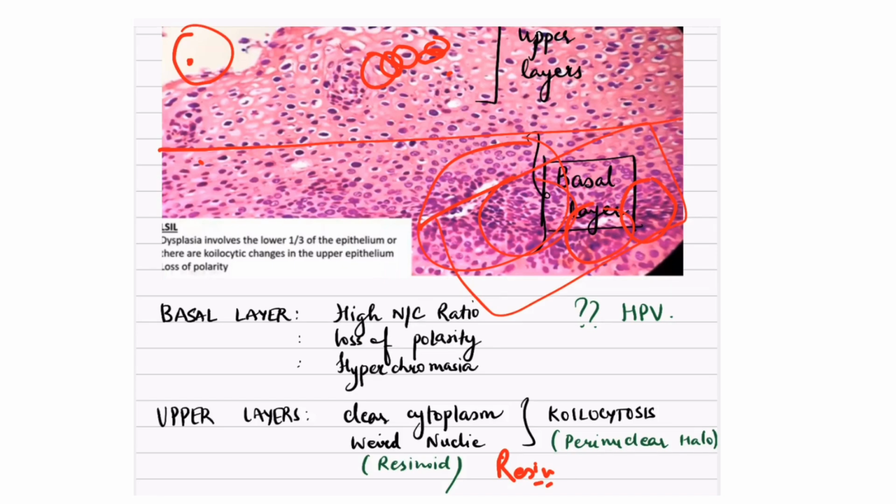It's a weird nucleus. It's not something which you can just avoid. You just look at it and you know, okay, something is wrong.